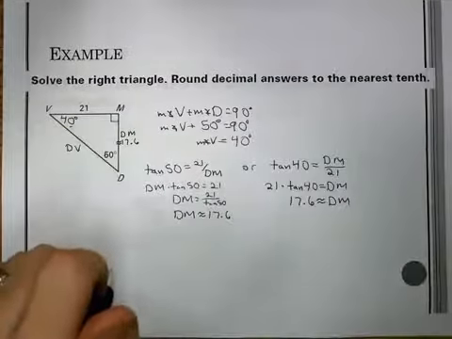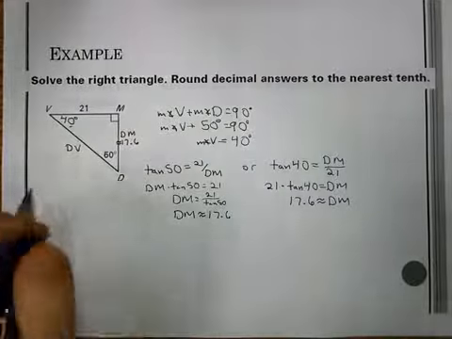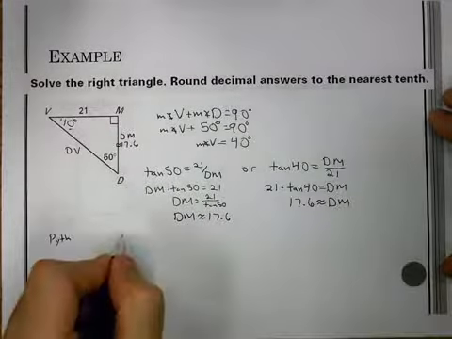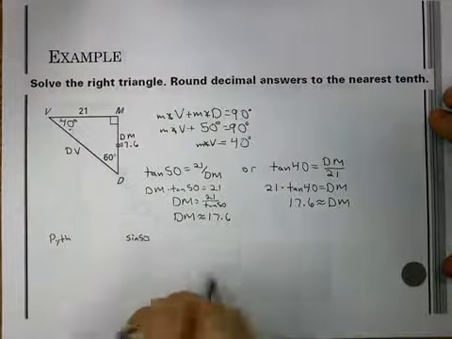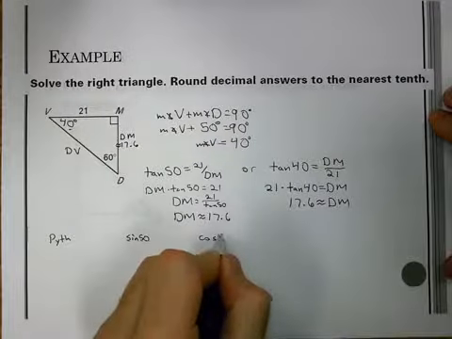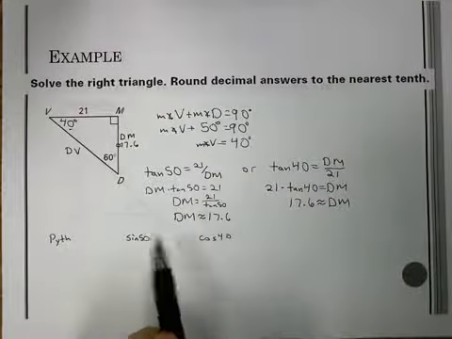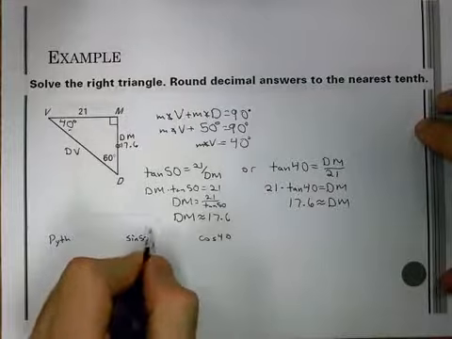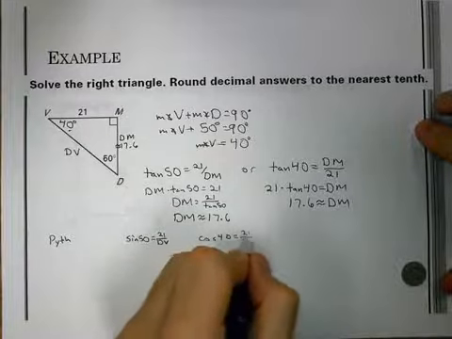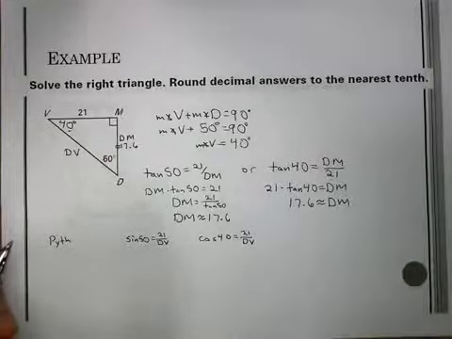Okay, now I have DV left. What I could do is Pythagorean theorem to solve for it. I could do sine of 50 to solve for it, because I have 21 over DV. Or I could do cosine of 40 to solve for it. Now, I'm more likely, just in my preference, to do one of these. That's because sine of 50 is going to be 21 over DV, and cosine of 40 is going to be 21 over DV. In either case, I'm not going to have to use the number I rounded off already.